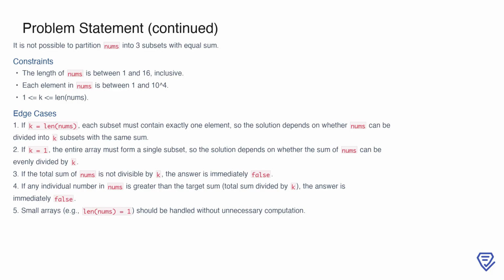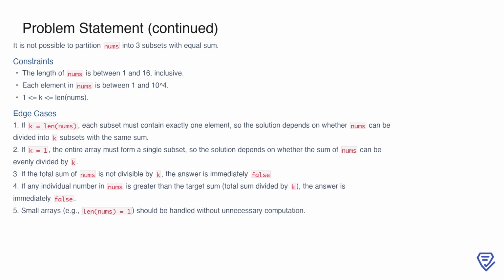First, the array length is always between 1 and 16, and each element is a positive integer between 1 and 10,000. The value of k is always at least 1 and at most the length of the array. Key edge cases include scenarios where k equals the length of nums, meaning each subset must contain exactly one element, or when k equals 1, requiring the entire array to form one subset.